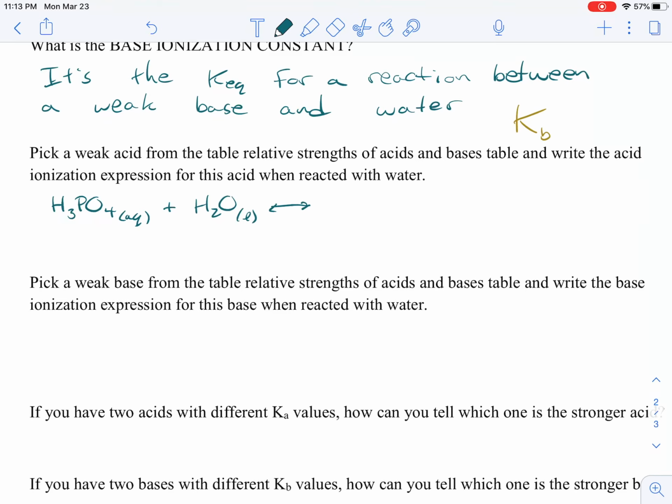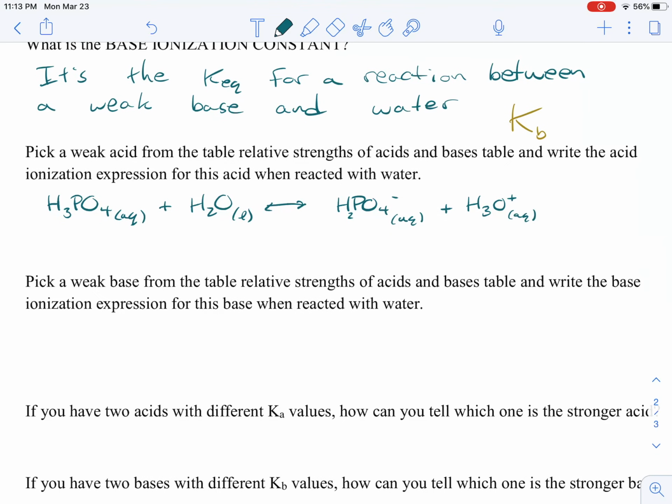In this case, phosphoric acid is reacting with the water, and the phosphoric acid is acting as the acid, so it's giving up a proton. So it's going to be H2PO4 negative now. That's getting one more positive. And then the water is accepting the proton to become hydronium. If we look at the KEQ for this, we're going to call it Ka. It's equal to the concentration of H2PO4 negative multiplied by the concentration of hydronium, all over the concentration of H3PO4. And we do not include water in that expression.